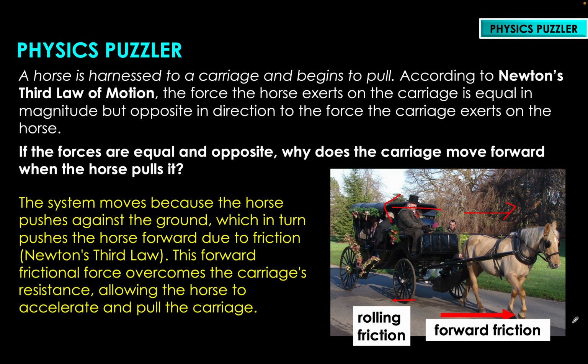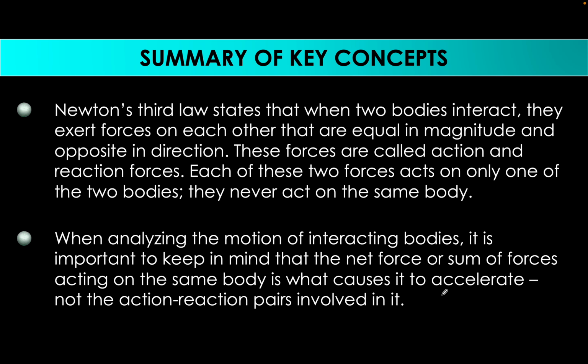against the ground, and then in turn, as a reaction to the kick or the push of that horse, the ground also pushes the horse forward due to friction. And then this forward frictional force overcomes the carriage resistance, the rolling friction, as well as the mass. And that allows the horse to accelerate and pull the entire carriage. Okay, so that's it. Again, whenever you feel lost because the action and reaction thing is telling you about forces that are equal in magnitude, then think about the other interactions that are happening in the entire system. And that's a summary of the key concepts.